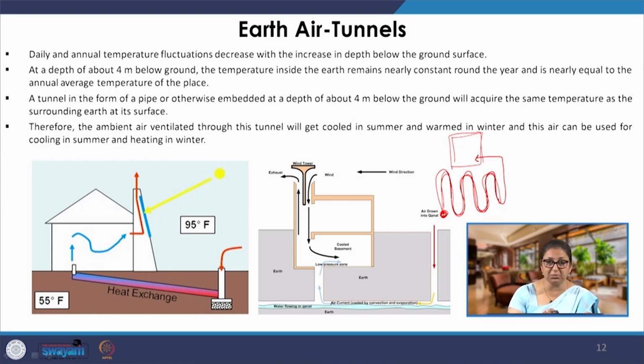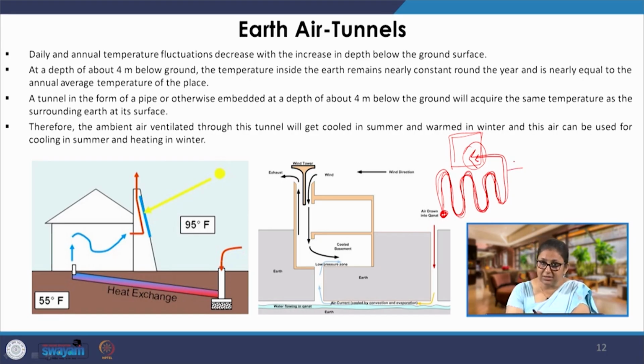So, if it is extremely cool air here, when we allow it to move through this, it will take up the heat from the ground and it will come out warmer when we supply it into the building directly, or maybe we take that air into an AHU. This air becomes pre-cooled or preheated air when we pass it through the earth air tunnel.